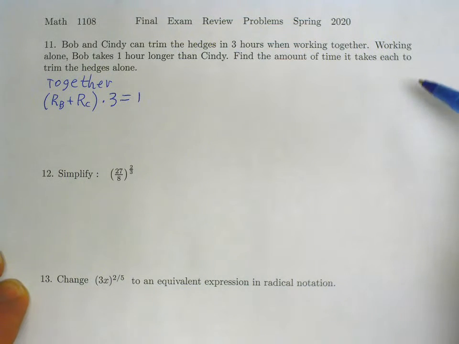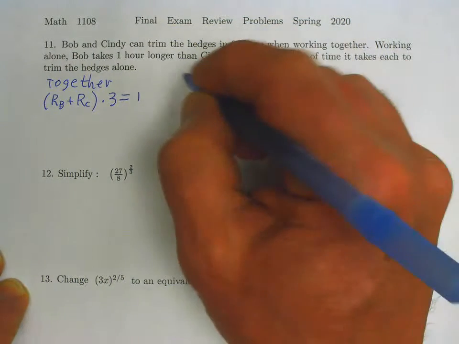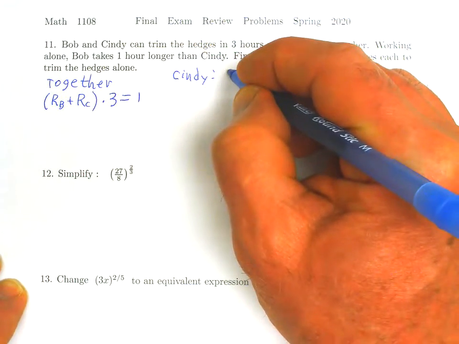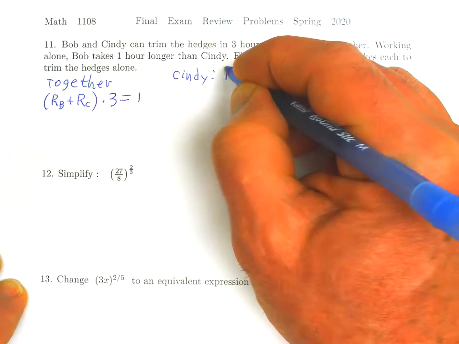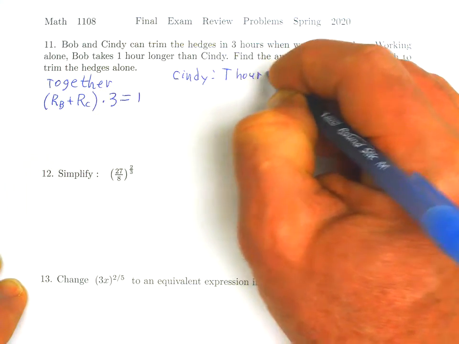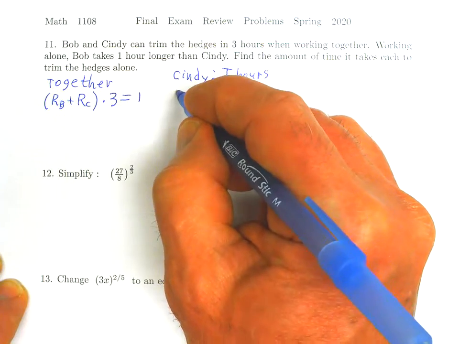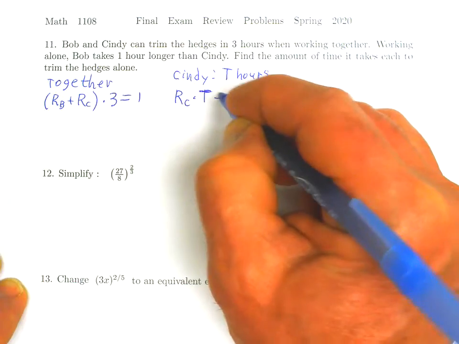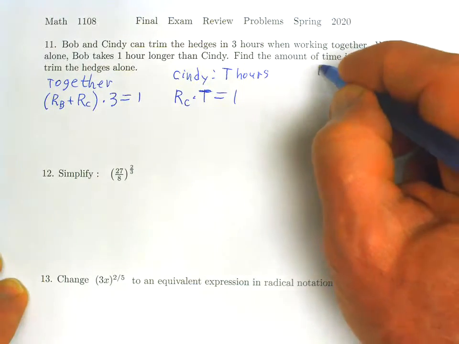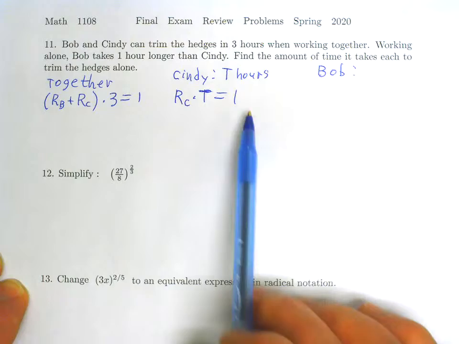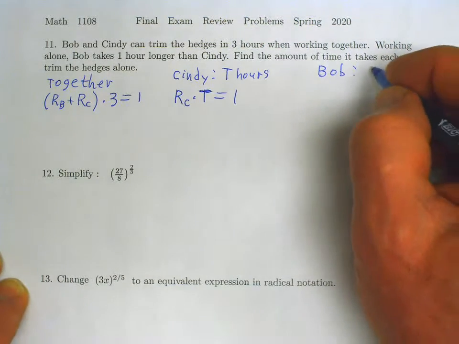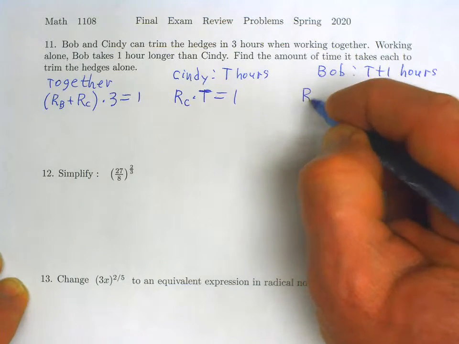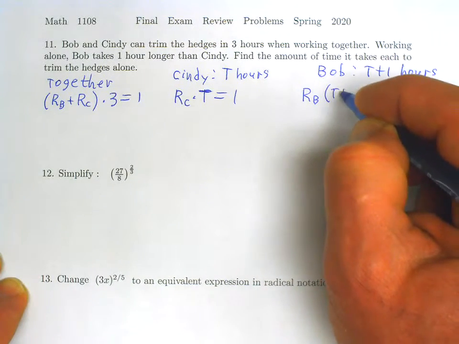Working alone, Bob takes 1 hour longer than Cindy. So for Cindy, let's pick a variable for the amount of time she takes. So t hours for Cindy's time. So Cindy works at her rate for t hours to trim the hedges. And then Bob, his amount of time is 1 hour more than Cindy's, so Bob will take t plus 1 hours. So for Bob, his rate times t plus 1 equals 1.